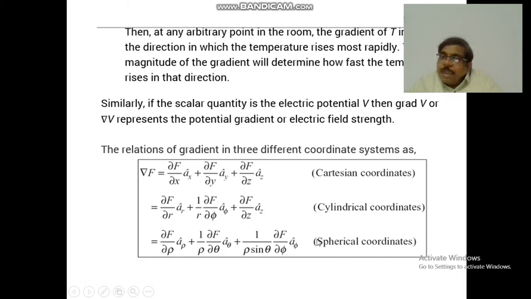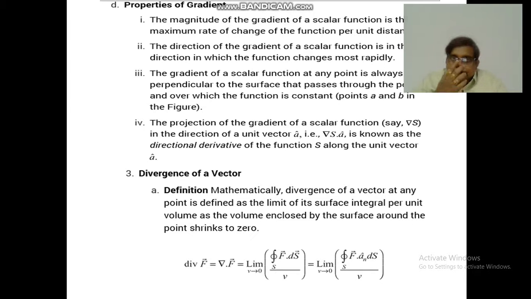In the spherical coordinate system, as we know, rho, theta, phi are the coordinates, so del f is ∂f/∂rho a_rho plus 1/rho ∂f/∂theta a_theta plus 1/(rho sin theta) ∂f/∂phi a_phi in the spherical coordinate system. So what are the properties of the gradient?